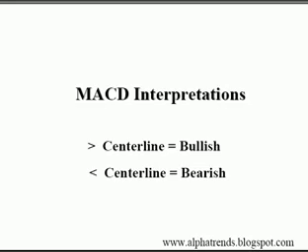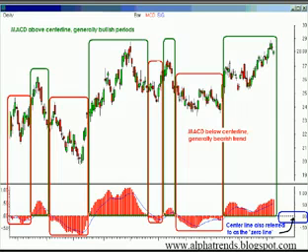Generally, the way you look at the MACD is the way it's represented is down below the price, and we'll see it in a moment. Anything above the zero line is generally considered bullish. Anything below the zero line is considered bearish. So here we see it on this chart.